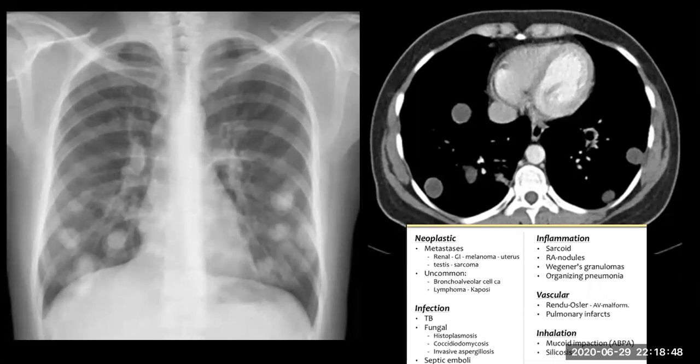We have neoplastic, we have infection, we have vascular, into AVM. Multiple infarctions, okay. Inflammation: sarcoid, rheumatoid nodule, vasculitis. These are some of the differential diagnoses. Any question on this?